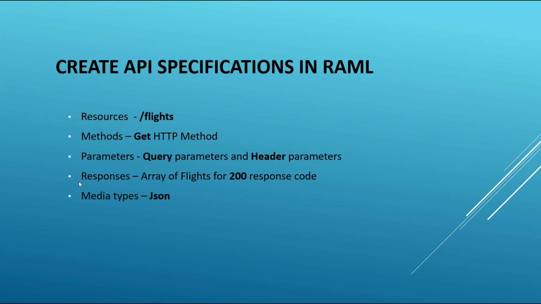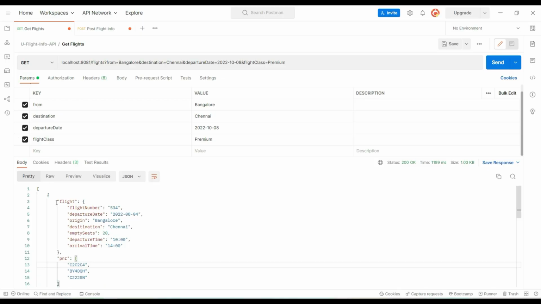And also in the responses, what a user can expect in case of success, and also what they can expect as a response for negative workflows. And also we'll clearly say what media types our API supports. So let's take an example of the REST API.